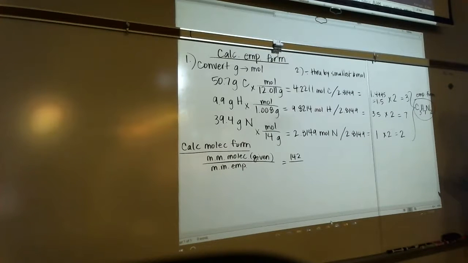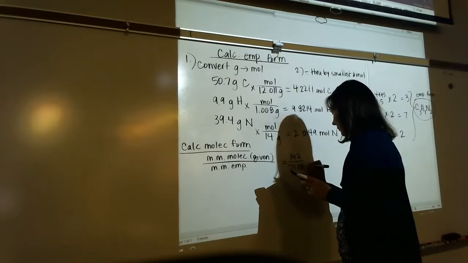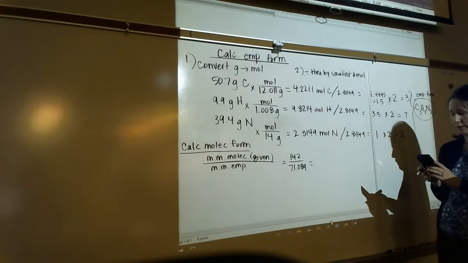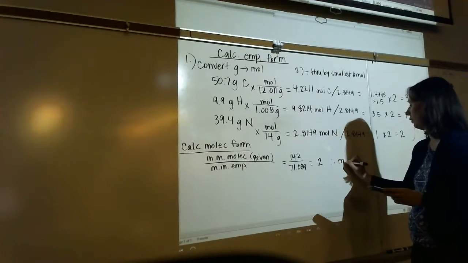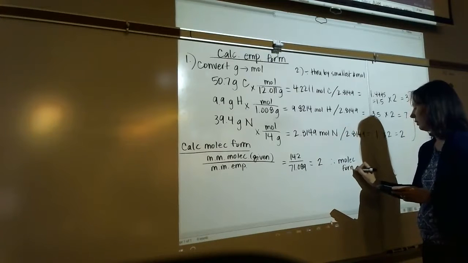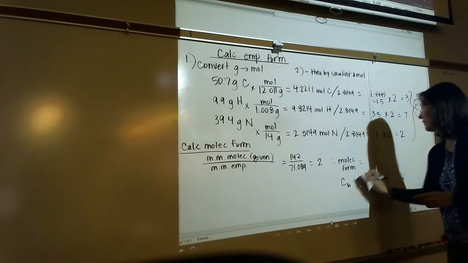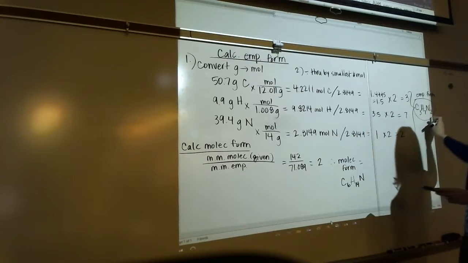So 3 times 12.011 plus 7 times 1.008 plus 28 gives me 71.089. So 142 divided by 71.089 gives me 1.997, which we're going to round to 2. So therefore, the molecular formula is just 2 times this. So it would be C6H14N4.